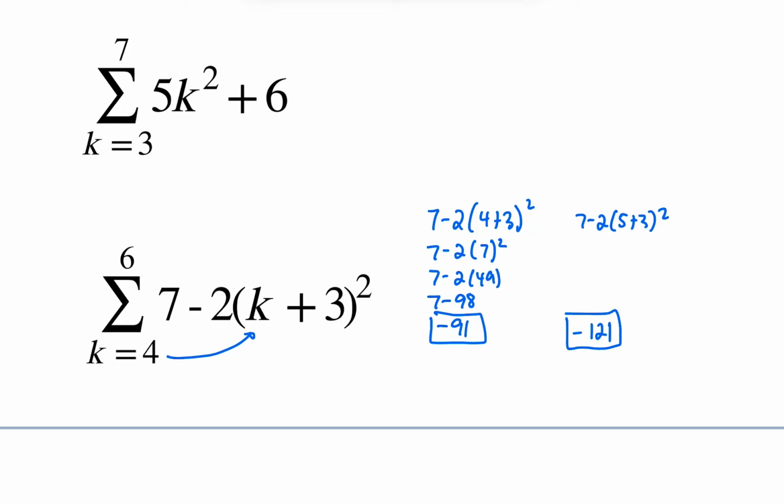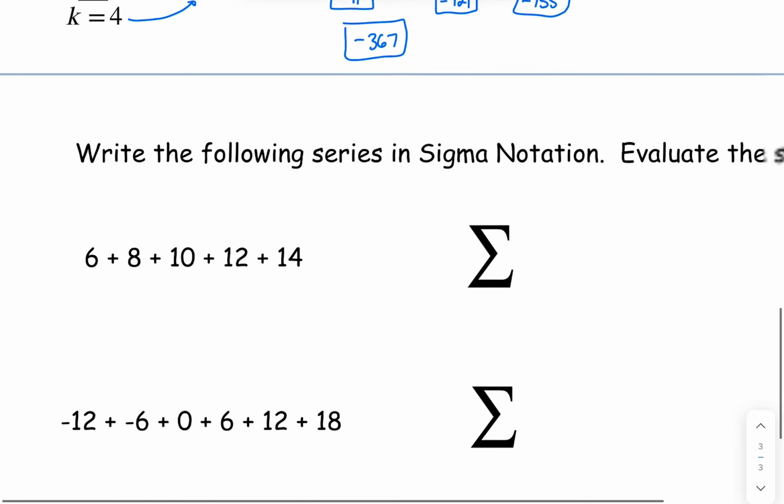And then I plug in 6. Let's see, same thing, that changes to 9. Get negative 155. So then you add those three together, and let's see what we get. We get negative 367. So just plugging in one at a time, with some of these, you've got to be careful with your order of operations.